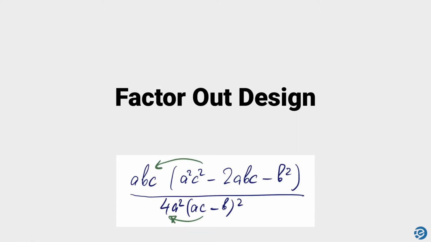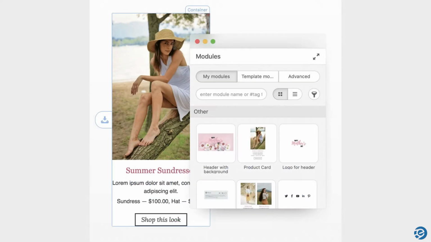Let's try to factor out design. How to factor out design? It's quite simple, because like I mentioned before, modular design allows you to create design independent from data that will be put in this design.